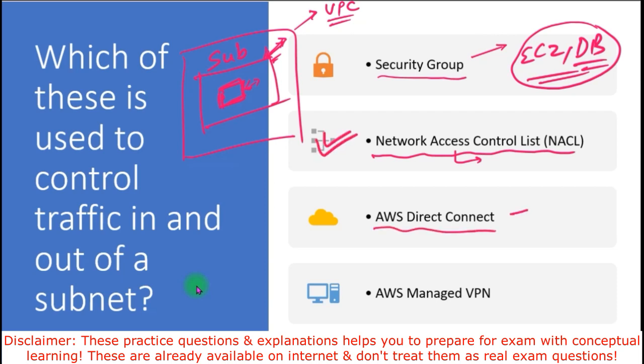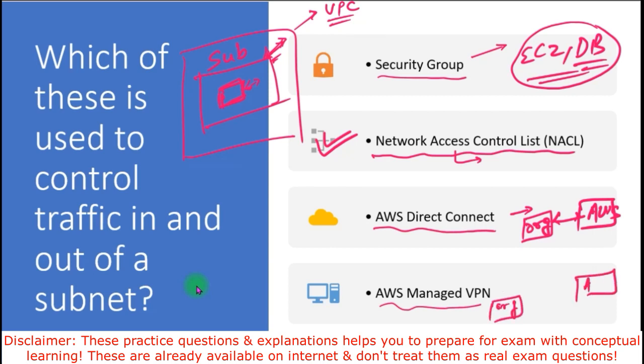AWS Direct Connect, when we need to connect our organization to AWS Cloud with a dedicated connection, then we will use AWS Direct Connect. AWS Managed VPN is something when we need to connect our organization to AWS, but it is not dedicated, it's VPN based, or we can say software defined. So this is a normal VPN connection. So for this question, here we want to control traffic in and out of a subnet level, then the answer for this one will be network access control list.